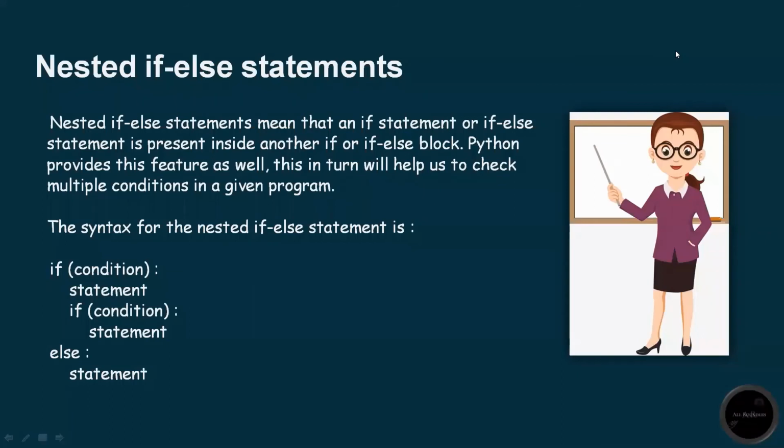Nested if else statements. Nested if else statements mean an if statement inside another if or if else block. Python provides this feature as well. This in turn will help us to check multiple conditions in a given program. The syntax for the nested if else statement is: if condition, then the statement, then another if inside that if block with its condition and statement, followed by the else block and its statement.